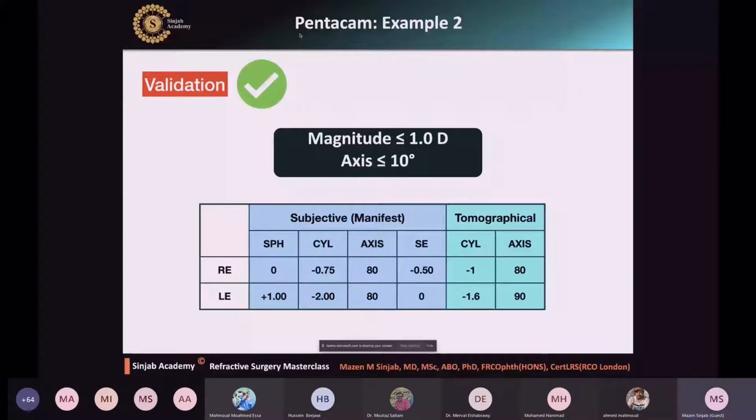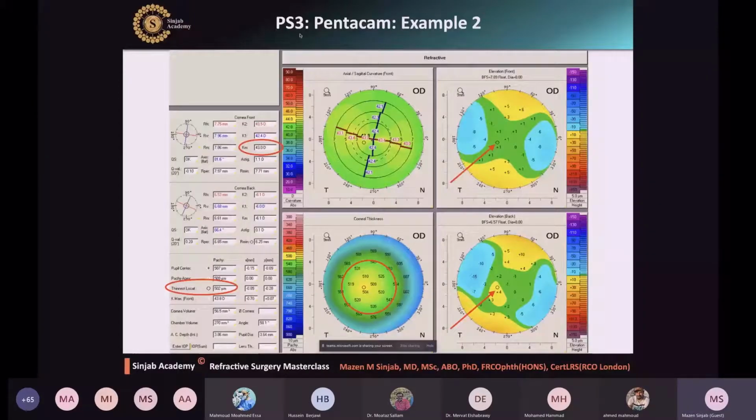And then we come to the PS3. By the way, if you find any abnormality or if you suspect, just repeat the capture. Do not depend on the capture. So let's assume that after repeating the capture, the left eye stayed as it was. And this is for the right eye. For the right eye, 43 km, thinnest location.